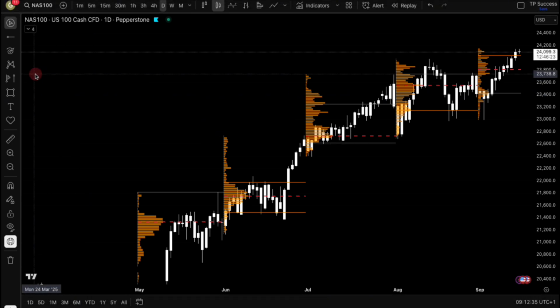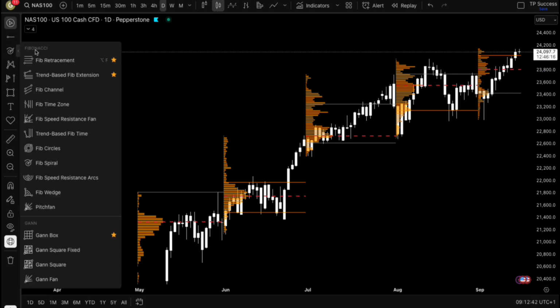The next part is the trend-based Fibonacci. You can find this over here under Fibonacci, and as you can see, that one has been favorited as well. That is the trend-based Fibonacci extension. We are going to be using that as well. I have that on my favorites toolbar, but I just wanted to show you where it was if you wanted to use it.